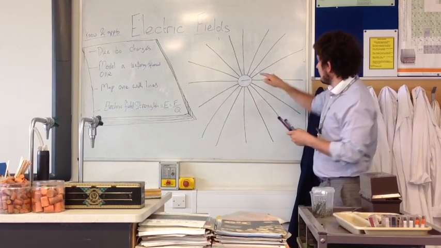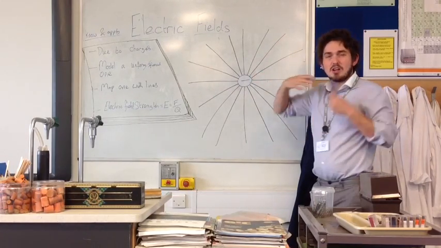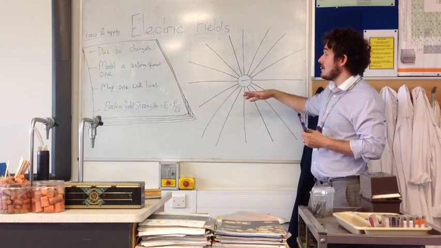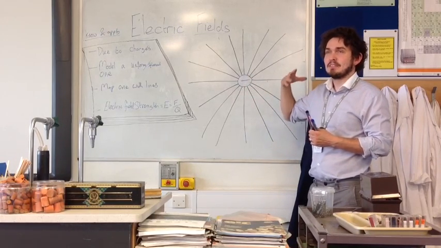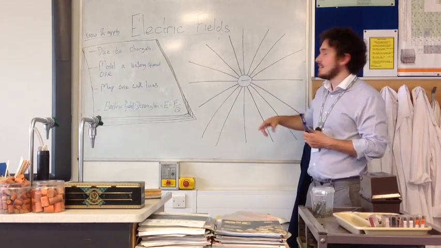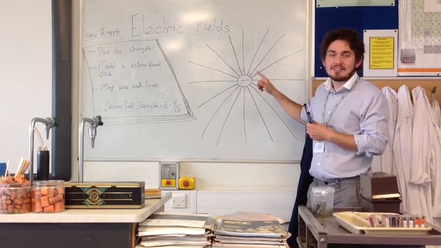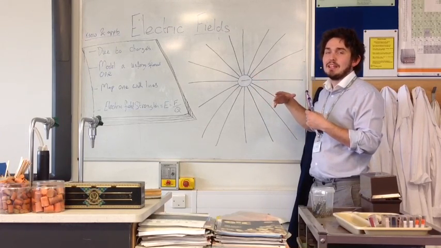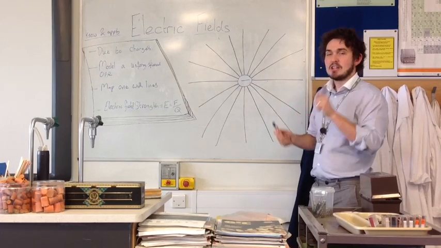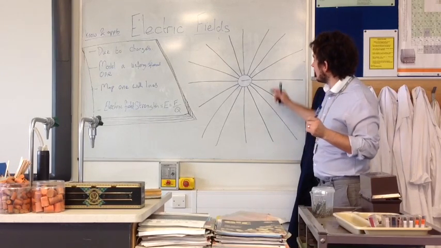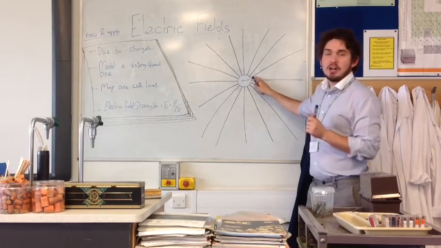Now, the field lines are sort of an imaginary thing. There is something there. There aren't necessarily these lines, but that's our way of representing how it affects things. So we first need to think, how would a charge behave in here?